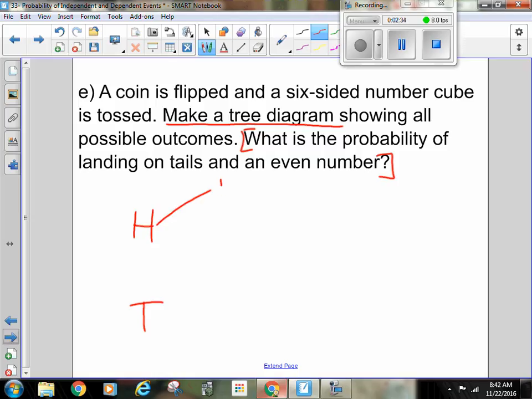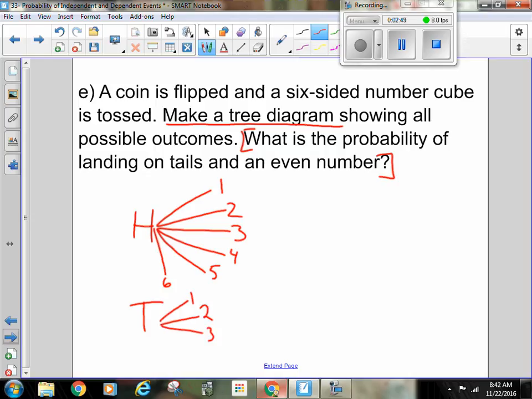So we could roll heads and roll a 1. We could flip heads and roll a 2. Flip heads, roll a 3. Heads and a 4. Heads and a 5. And heads and a 6. We can do the same thing with tails. Tails and a 1. Tails and a 2. Tails and a 3. Tails and a 4. Tails and a 5. And tails and a 6.